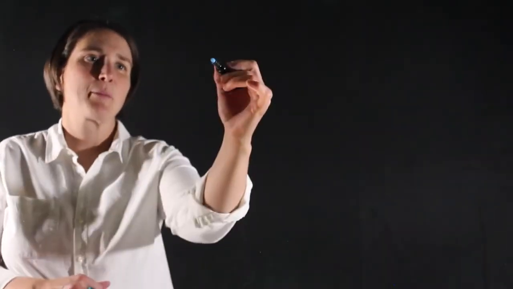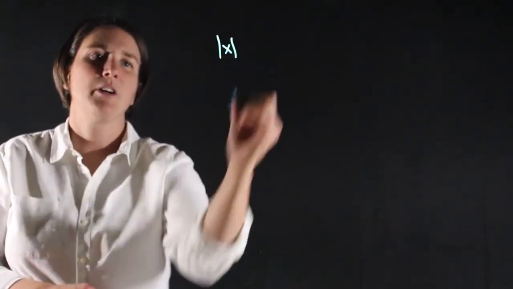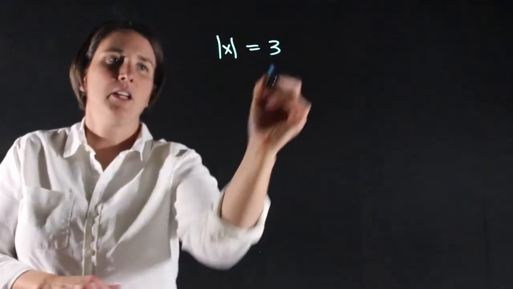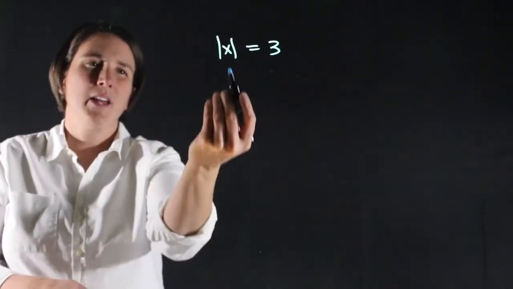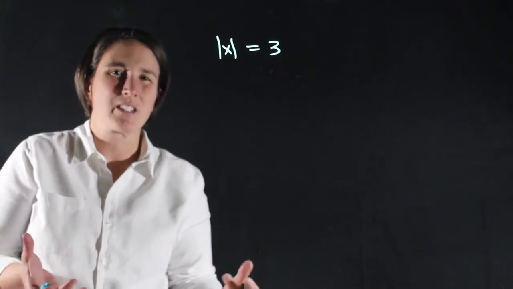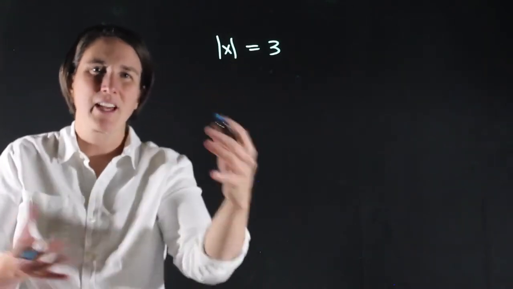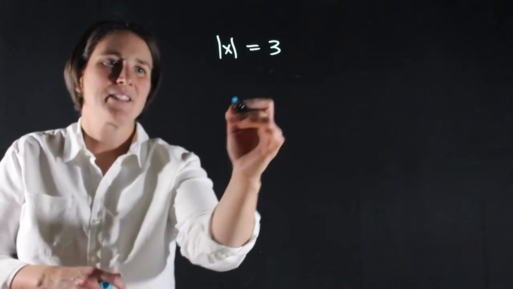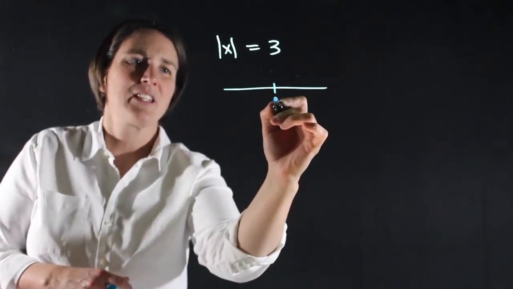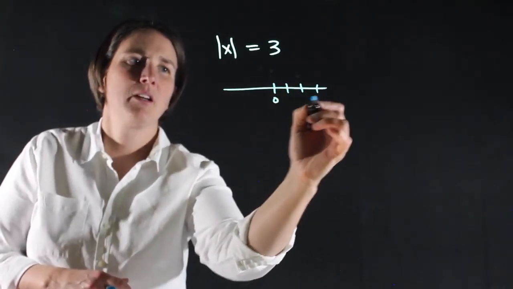Okay, let's talk about absolute values. We have the absolute value of x equals 3. Well, absolute value represents distance. And in this case, x hasn't been shifted anywhere, so it's at 0. So we're talking about a distance of 3.